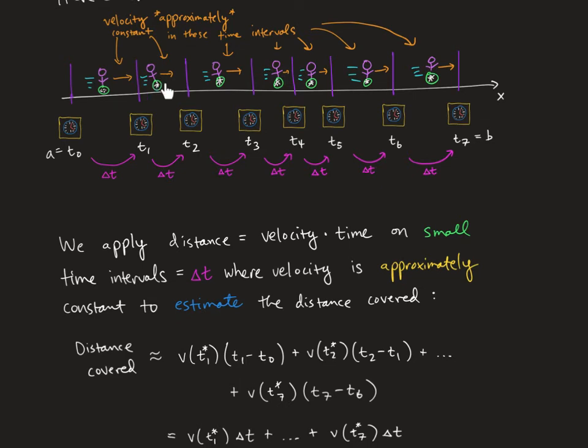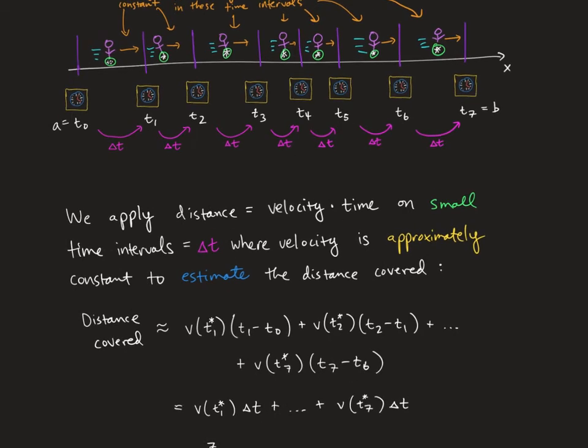Then I do the same thing here. I pick some time t2 star between t1 and t2 to look at the velocity at. So look at the velocity here, multiply that by the time elapsed, and that will approximately tell me the distance in there. And I just go along and do that for every single one of these little windows of time. Velocity times time, velocity times time. I add them all up.